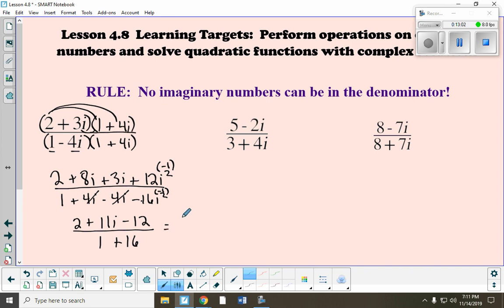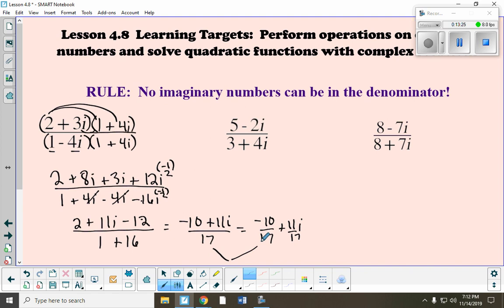So then we have 2 and a minus 12 is a negative 10 plus 11i. And that is all over 17. Or you could write that as negative 10 over 17 plus 11 over 17 i. So these are equivalent.